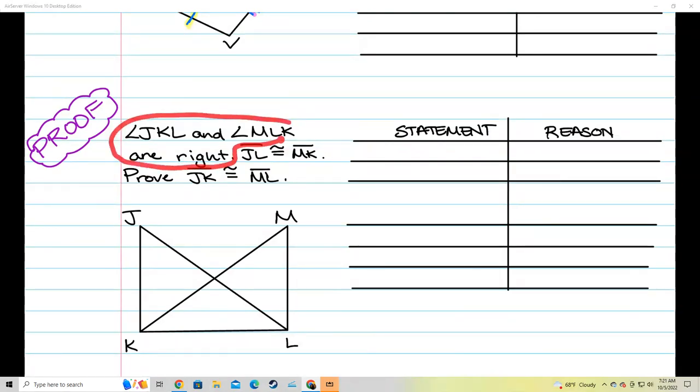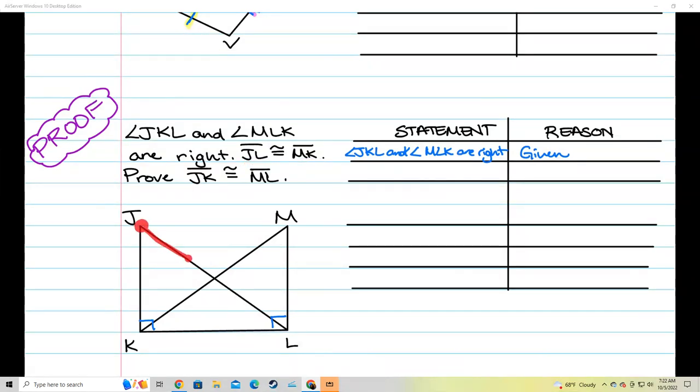In the problem, they did tell me that angle JKL and angle MLK are right. So let me go ahead and write that. Angle JKL and angle MLK are right. That means I can go ahead and sneak this in right here and sneak this in right here. And this one was given. Okay, so I have a right angle over there. Perfect. They also told me that segment JL is congruent to segment MK.